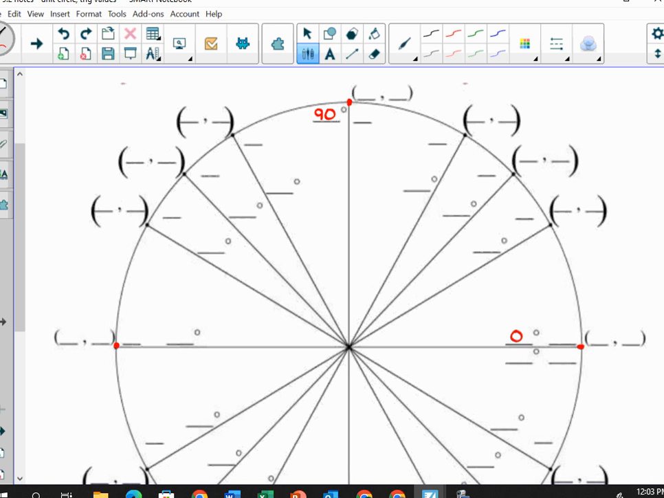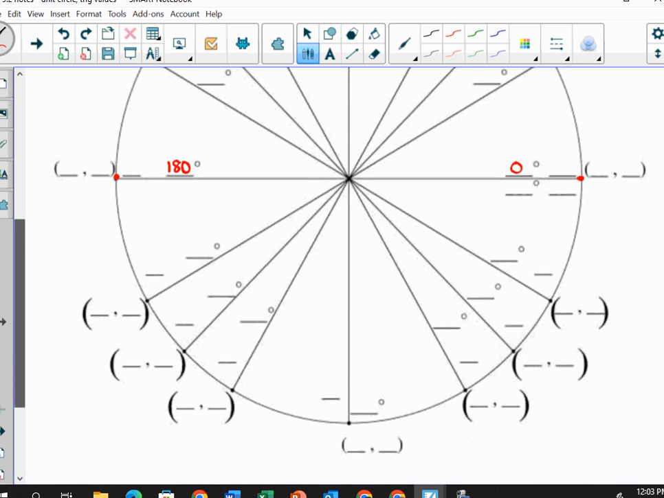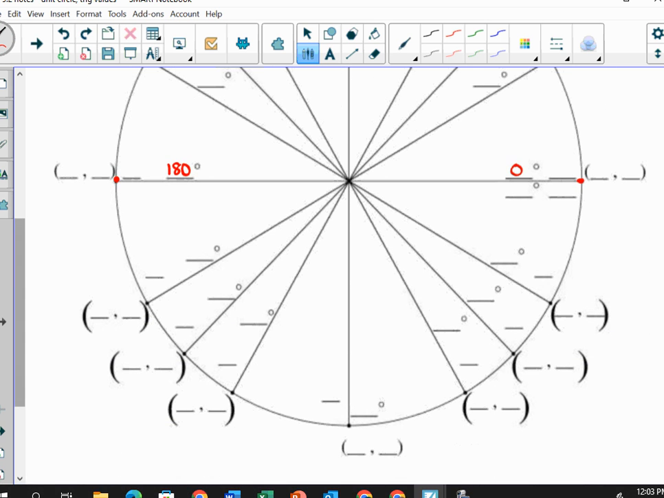Over on the left, what would that be? 180. All right, working our way around. What is it at the bottom? 370 is a little big. And then if you made it all the way around the circle, okay, off to a good start, guys.